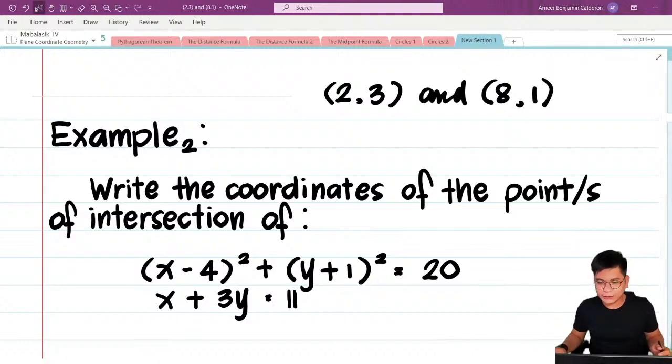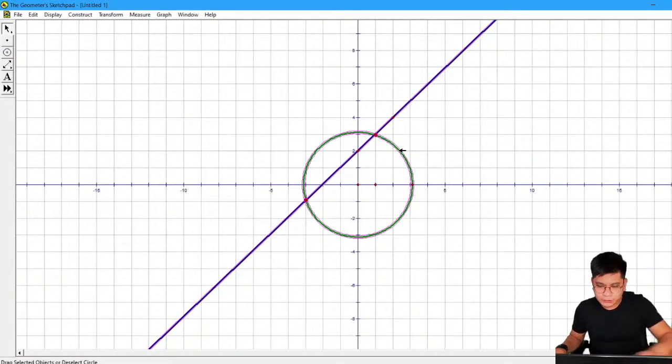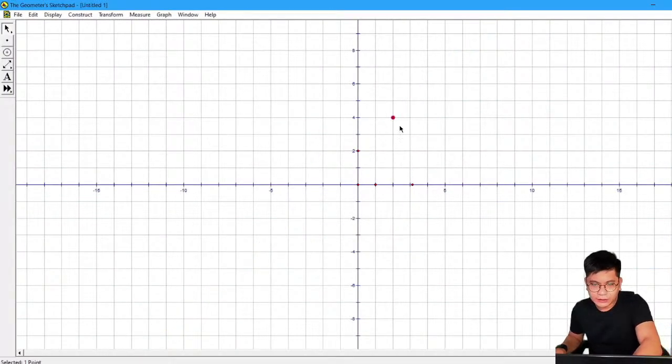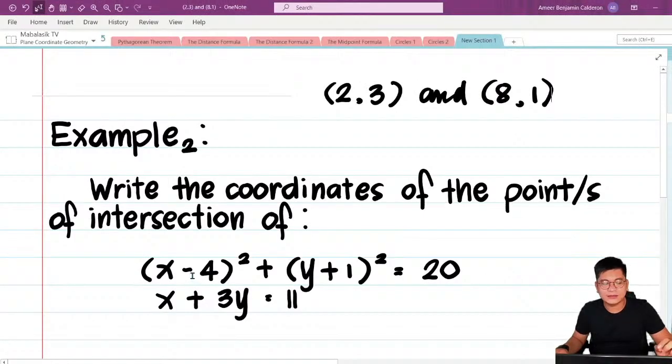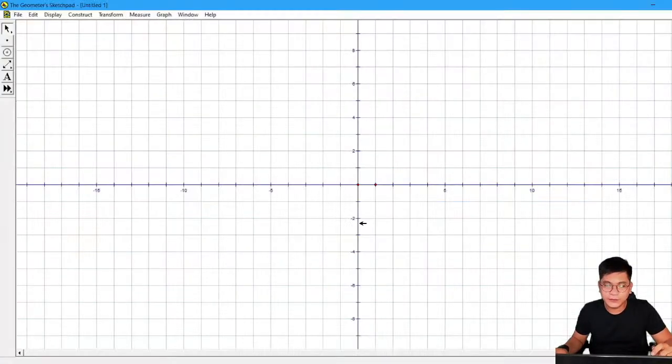Let's go to our manual. Of course, I will erase this first. Manually, because this is manual. Okay? Let us have the center. That's negative 4, 1. That's actually positive 4, negative 1. So, positive 4, 1, 2, 3, 4. Positive 4, negative 1. 1, 2, 3, 4, negative. So, this is here.